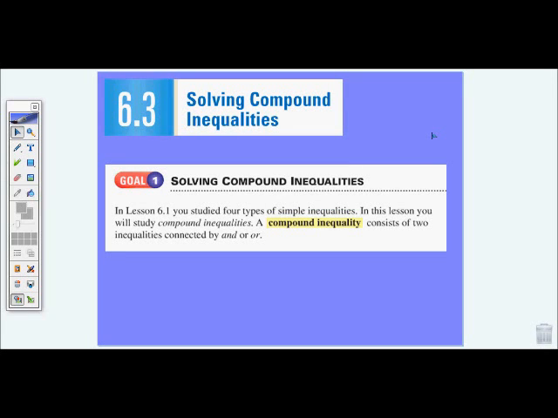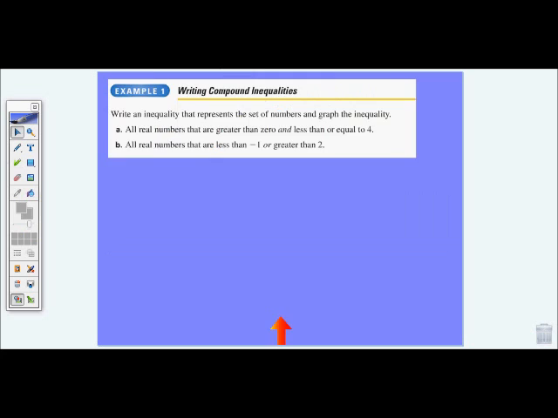6.3 is my wonderful finger writing. 6.3 is about solving compound inequalities. A compound inequality is just like a compound sentence, which you learn about in language arts class. The reason they are called compound inequalities is because they use the word "and" or the word "or." Let's put some of these in action so you understand what we're talking about.